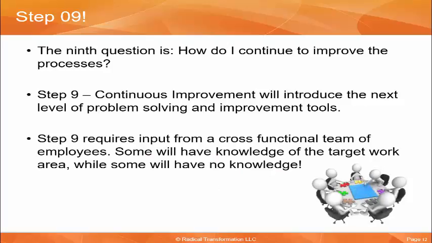Now, step 9 requires the input from a cross-functional team of employees. Now, some of these employees will have a good working knowledge of the target area, while some of them will have no knowledge of the work area. So the question is, why do we bring people into the team that don't know anything about the work area? Well, it's important to get the perspective of people who don't know anything about it, because they will ask questions that people that think they know won't necessarily ask.